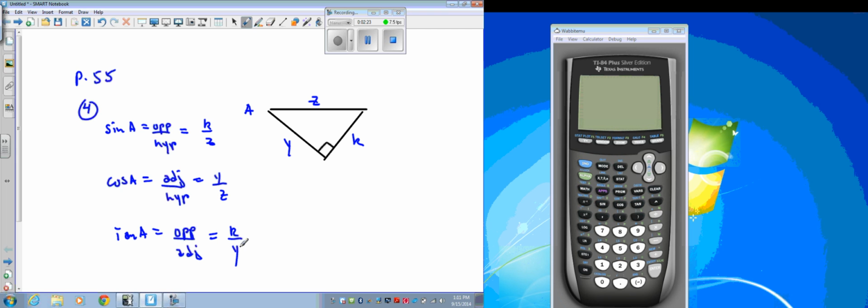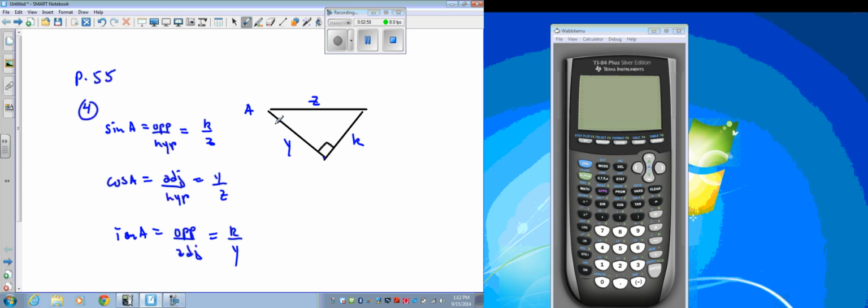And this is what you want to memorize. This is for right triangle trig, and it's in a right triangle. It's not just in any triangle, it has to be a right triangle. And then these relationships apply for the two acute angles, because you can't do it for this 90-degree angle. It's only for the two acute angles that those words apply.